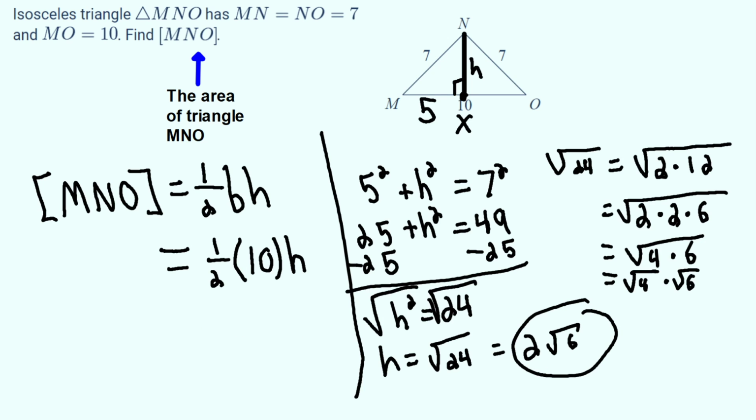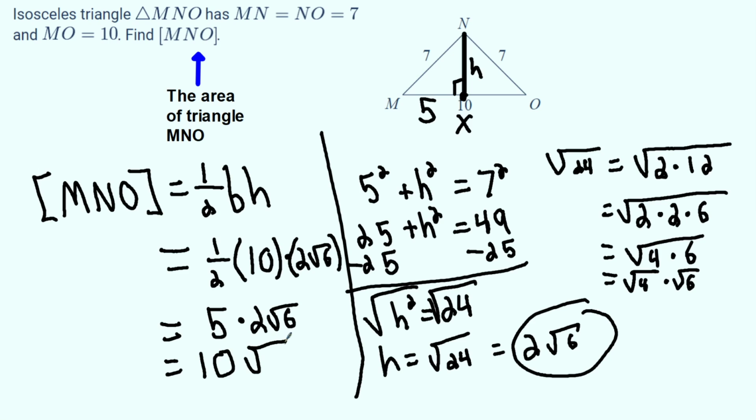Now, I can plug it in to my formula for area. And for h, I now have 2 square root 6. So what does this all equal? Well, 1/2 times 10 is 5. And we still have times 2 square root of 6. Well, 5 times 2 is simply 10. Keep the square root of 6 because it doesn't reduce to anything special. And that is our answer for the area: 10 times the square root of 6.